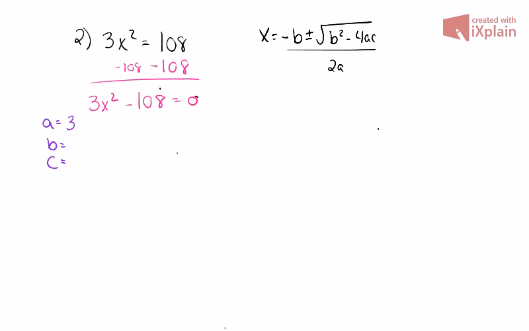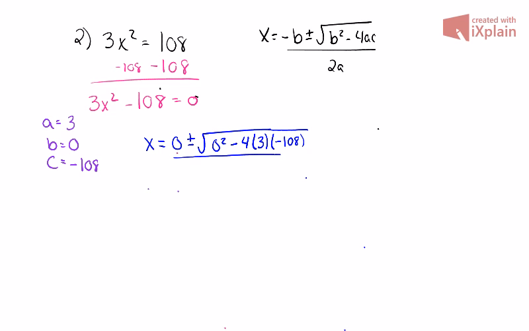B is the coefficient of the linear term, or just the x term, but I don't have one in this case, so that means that b has to be 0. And c is negative 108. So now from here, we're just going to start substituting into this formula. So we have x is equal to the opposite of b, well, b is just 0, plus or minus the square root of b squared, 0 squared, minus 4 times a, well, a is 3, times c, which is negative 108, and all of that is divided by 2 times my a value, which is 3.